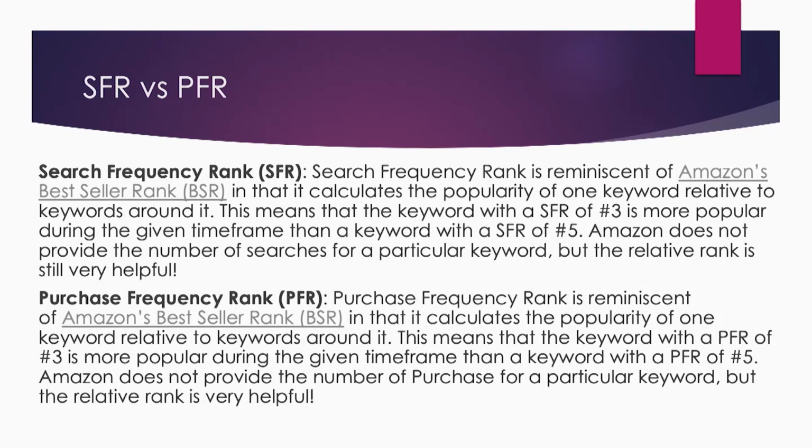It's called purchase frequency rank. It's just like search frequency rank, where number 1 is your highest search volume keyword, and then number 2 is second highest search volume. So just like BSR: 1, 2, 3, 4. So just like purchases, the most purchased for a keyword will be number 1, and then the second and third.